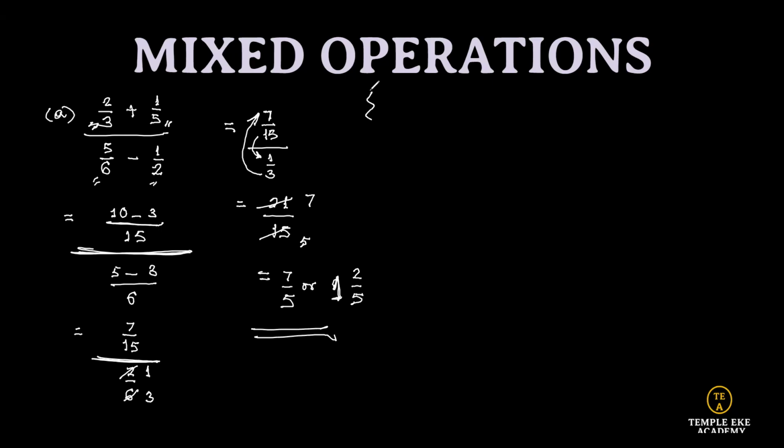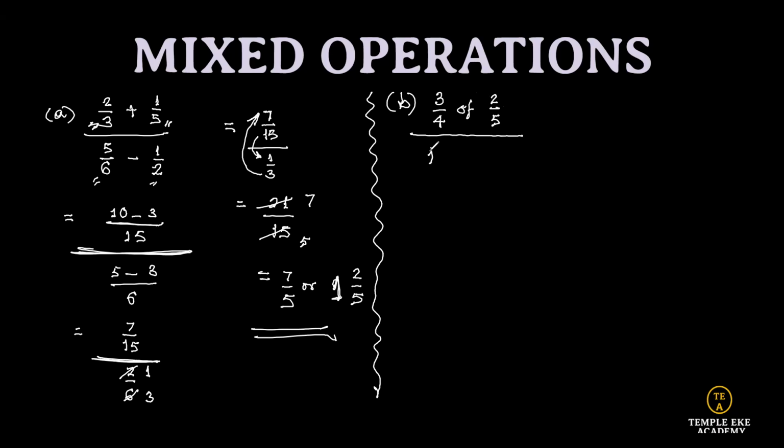Let's take on the next one. Simplify: 3 over 4 of 2 over 5. If you know you can handle this, you can pause the video and solve it, and then check your answer.